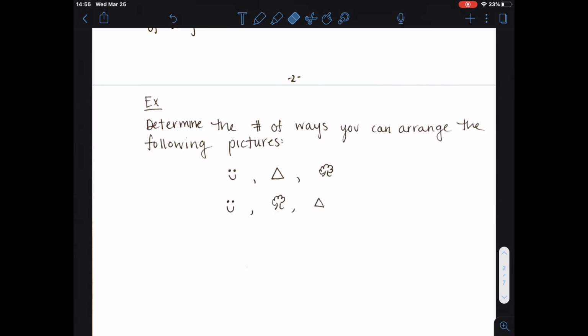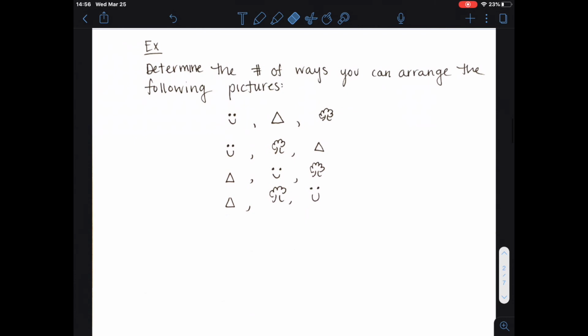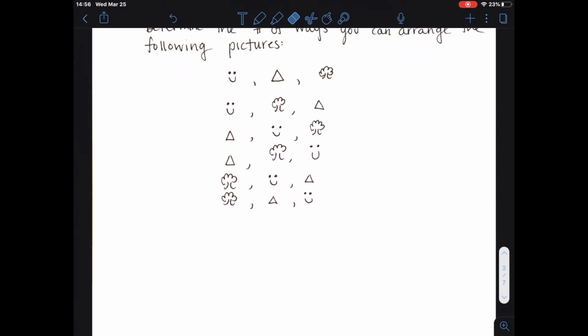One possibility is you flip the triangle and the tree, but you still keep the smiley face first. I could also put the triangle first and then put the 2 in any order I want. And then I could flip the 2. And then finally, I could start with the tree first, smiley, triangle, and then flip the smiley and the triangle. So these are my only possible ways. In total, there are 6 ways to arrange the pictures.